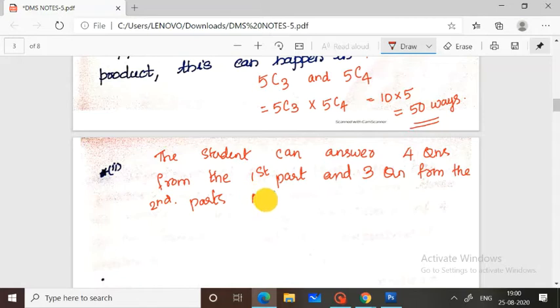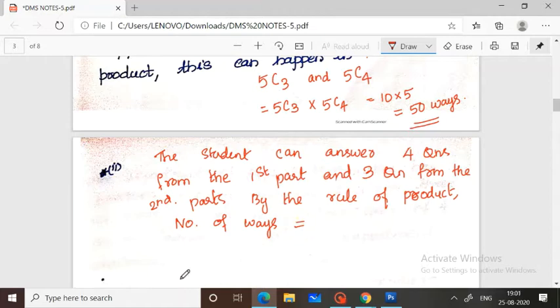That means by the rule of product, both have to happen simultaneously. Then what is the number of ways here? Therefore the number of ways is equal to 5C4 into 5C3. 5C4 is 5 into 10. That is again 50 ways.